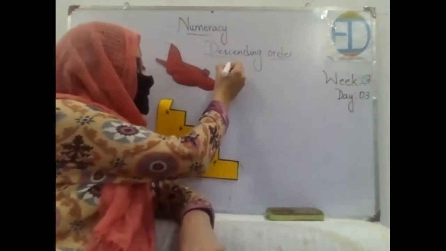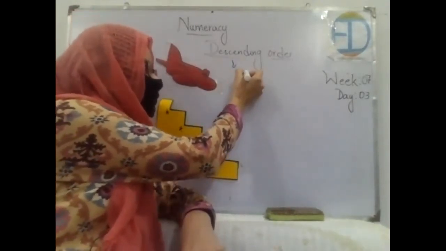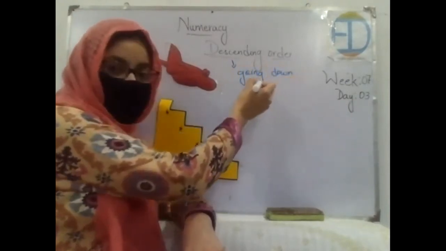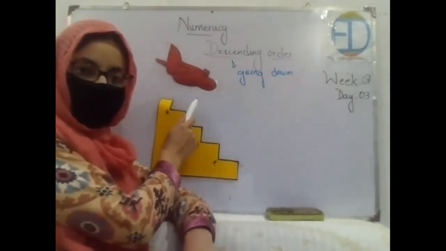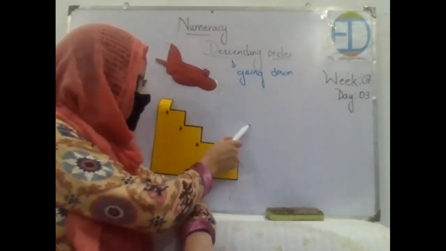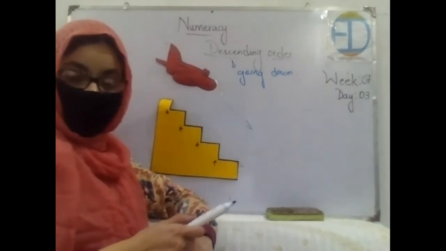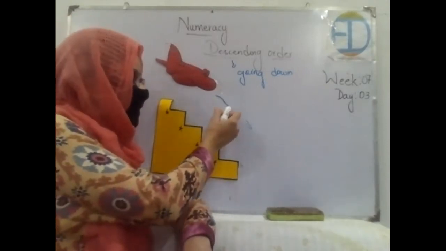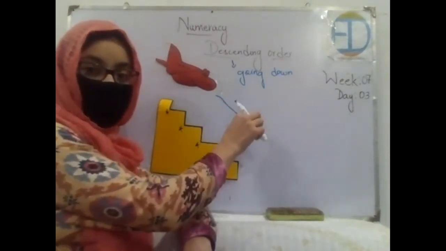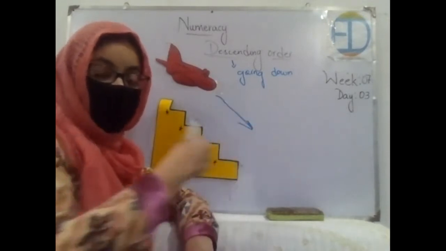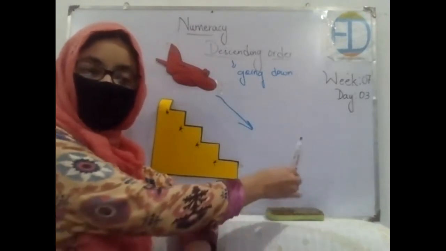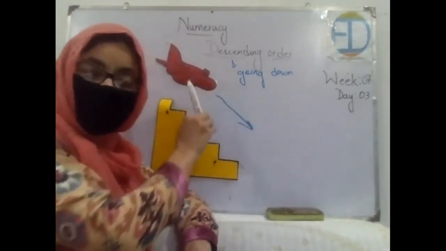Let's first revise what descending means. How many of you remember what descending means? Descending means going down, right? Can you see this aeroplane? In which direction is it moving? It is moving toward the downward direction. In yesterday's class, when we were practicing ascending order, the aeroplane's direction was upward. Why? Because in ascending we always start from the smallest, from the bottom, and then we move toward the highest position, right?